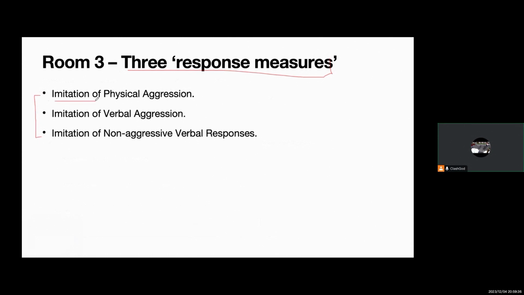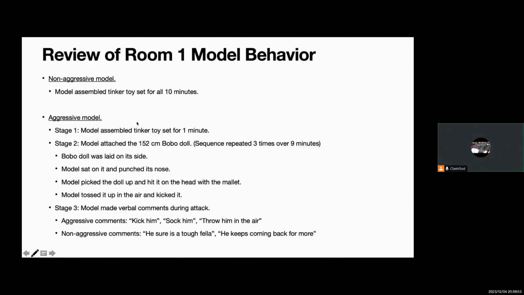3 types of imitation: imitation of physical aggression, verbal aggression, or non-aggressive verbal responses. And we're going to take a look at these in detail as well. But this is actually in conjunction with room 1. If we take a look at room 1, just briefly, what did the model do? Think, what did the model do?